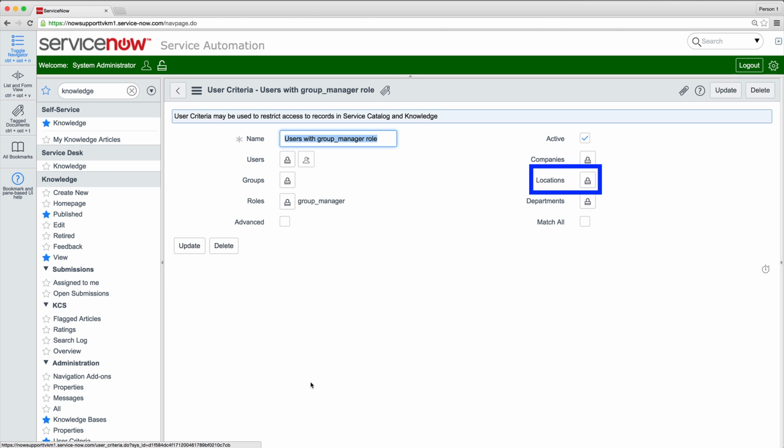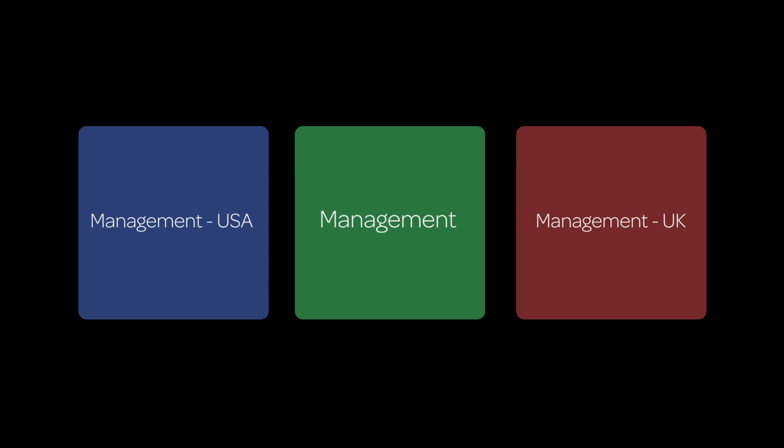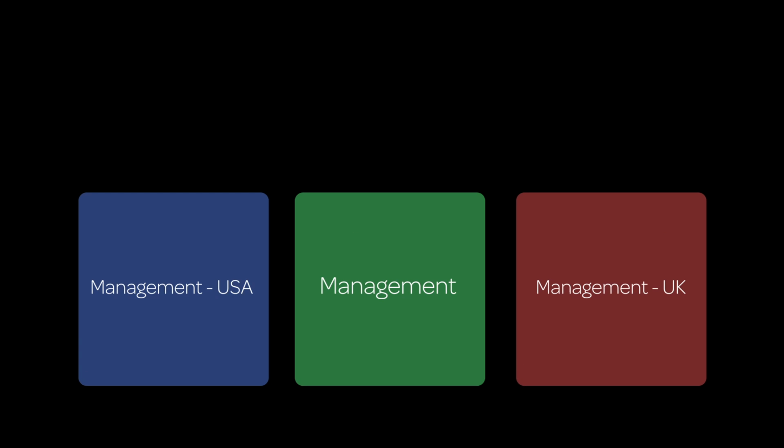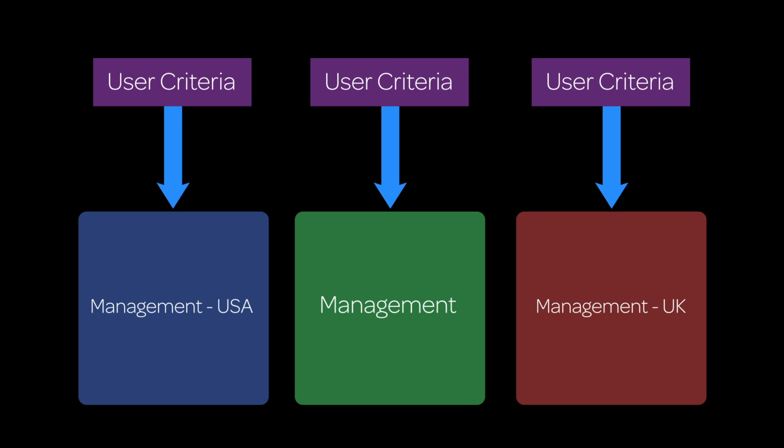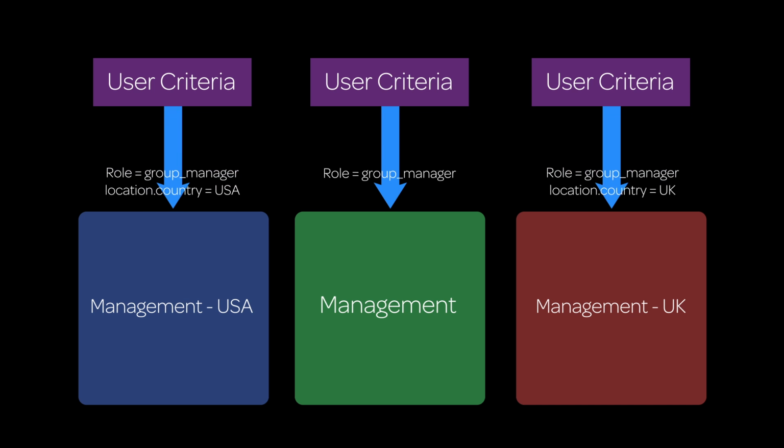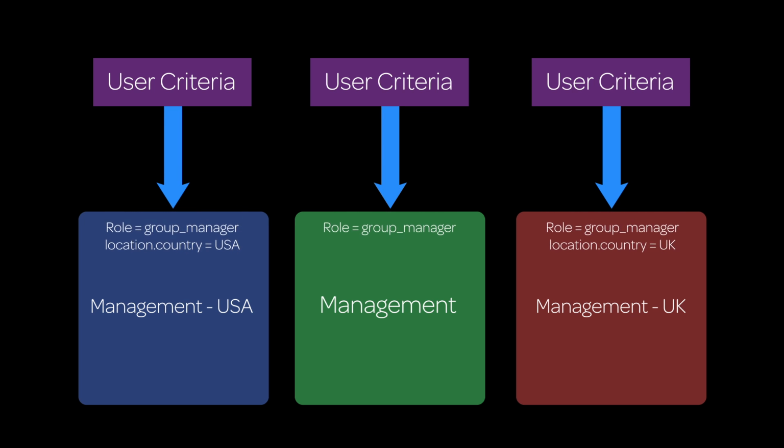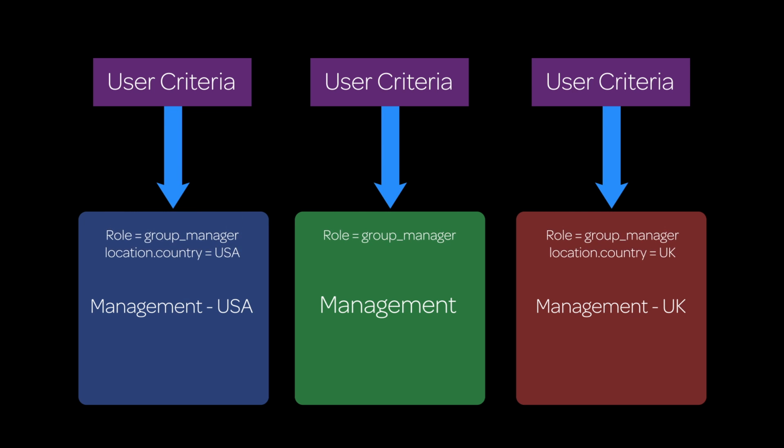We need to check the Country field on the Location table to limit article access by country. Location is not the field we need to check. So we have a couple of options here. We could create 3 management KBs, one for all managers, one for managers in the USA, and one for managers in the UK, and restrict the USA and UK knowledge bases by location using a script in the user criteria to check the logged-in user's country value on the location table.